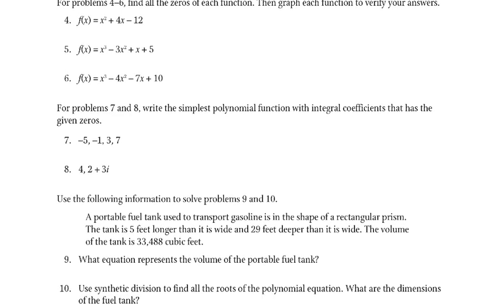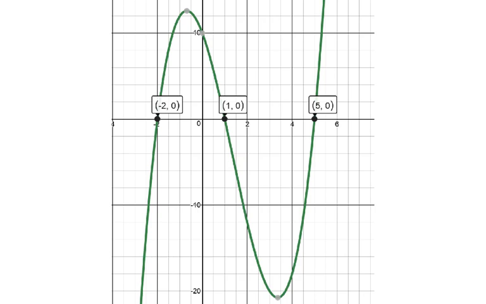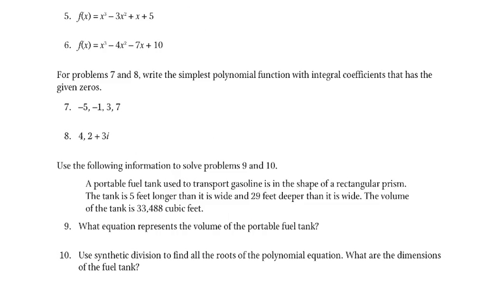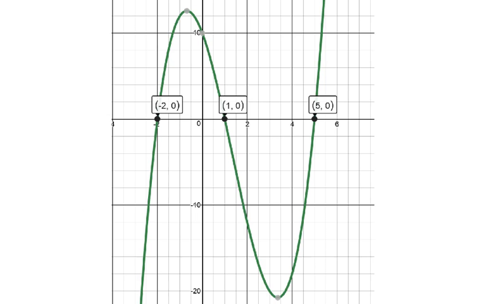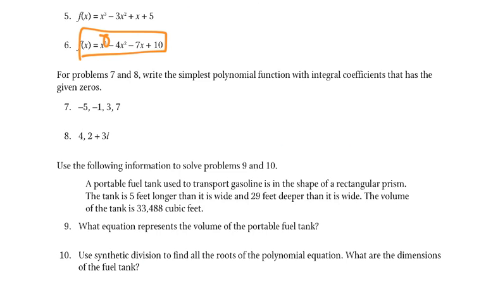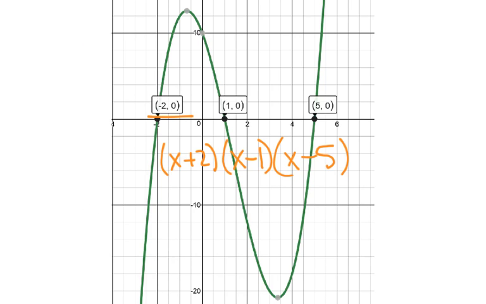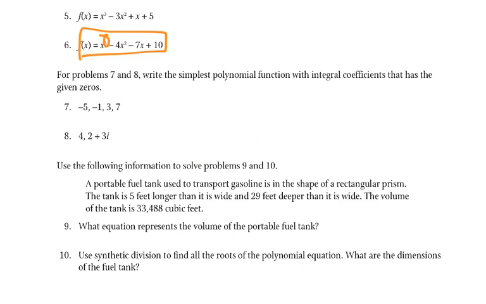So number 6, same idea. Let's graph it. Okay, so here's our graph. We know we should have 3 roots, and we can see them all, right? Negative 2, so that as a factor is x plus 2. Positive 1, that'd be x minus 1. And positive 5, x minus 5. So if we were to factor this out, we'd end up with these factors, which are these roots. Okay, so negative 2, 1, and 5. So 3 real roots. Okay, now 7 and 8 want us actually going backwards.